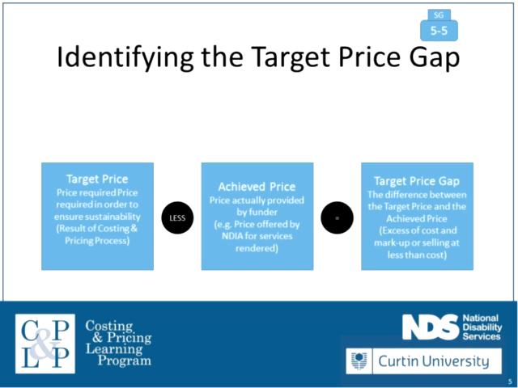So the example in this box shows that we would include the price offered by the NDIA for services rendered. It's the difference between the target price and the achieved price, or the target price gap, that we're really keen to understand, because that really does help us then to plan and strategize around achieving sustainability. The difference between the target price and the achieved price is that target price gap. And we make this calculation for each individual service we deliver, as well as for the organisation as a whole. If the target price gap is positive for a particular service, that's fantastic. That's what we want to see.